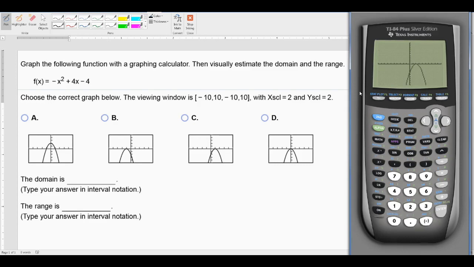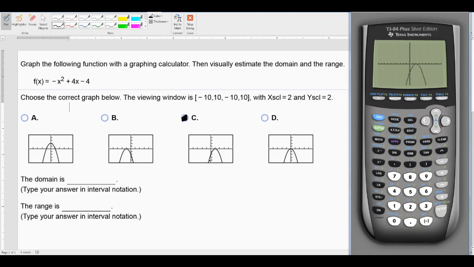Now, once again, I could change the window scales. I'm not going to. I don't like to. I'm just going to try to match it up based on the choices here, and it's going to be this choice. This is going by 2s, 2, 4, 6, 8. These are going by 1s.